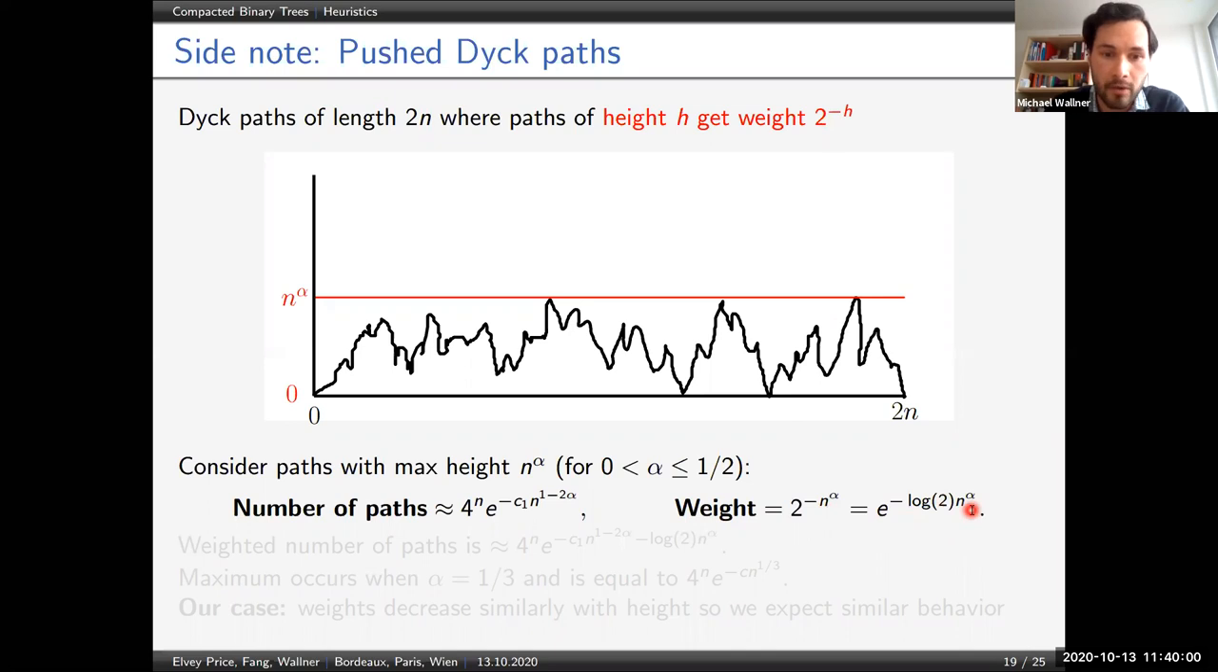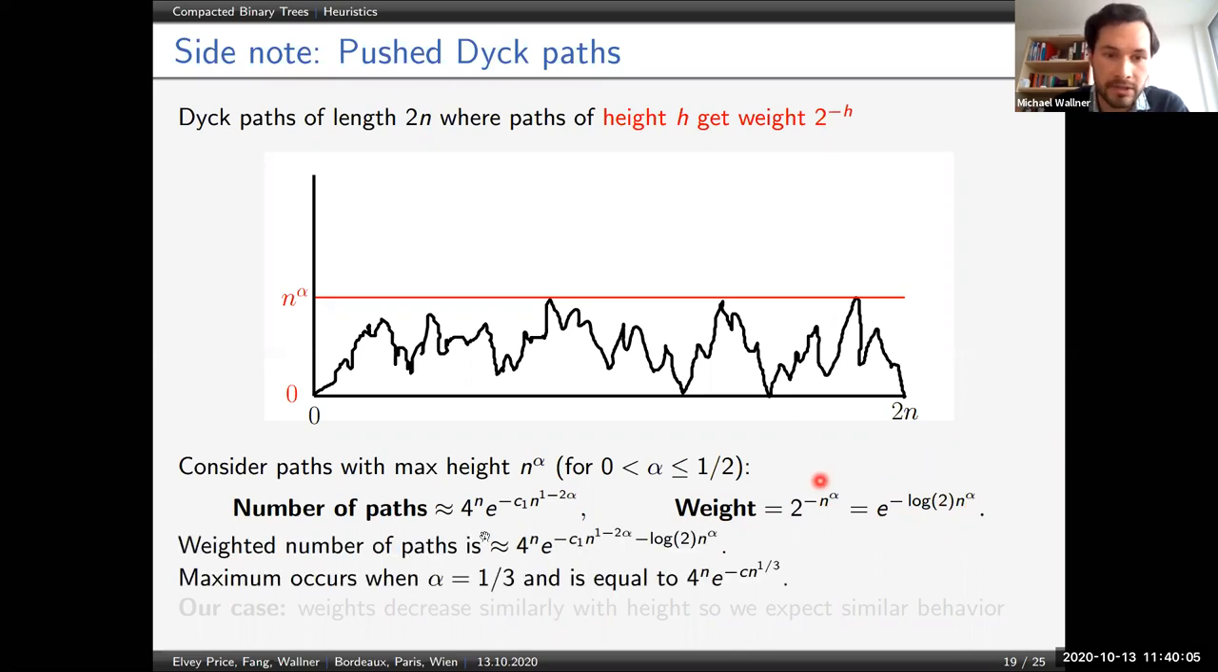The total number of paths having a weight, ending at height n to the alpha, is now just a product. So this is basically the mass of paths ending at height n to the alpha, if I give them this weight as well. So it's this product. And now we see something very interesting happening. We have here this term, n to the 1 minus 2 alpha, and n to the alpha. So the higher alpha gets, the smaller this one gets, and the bigger this one gets.